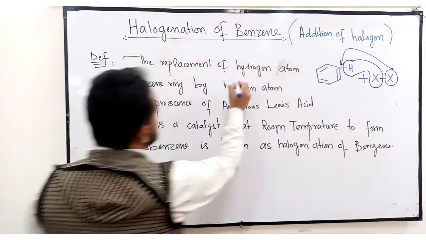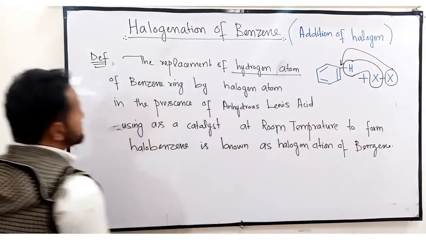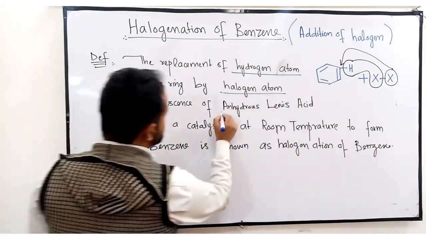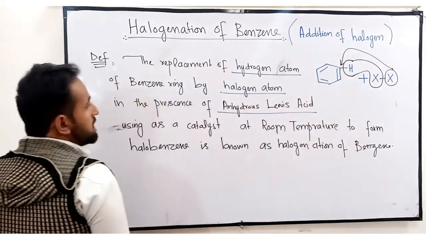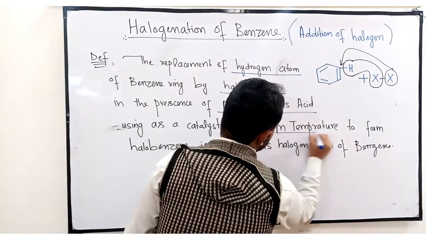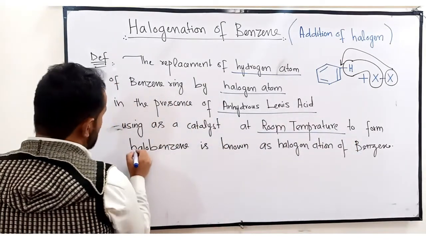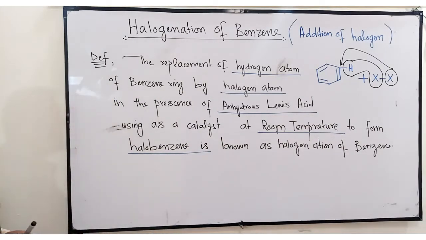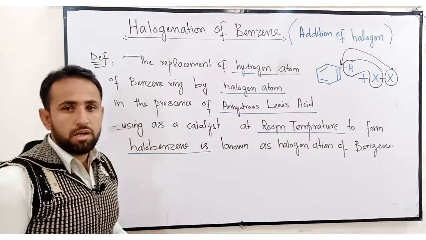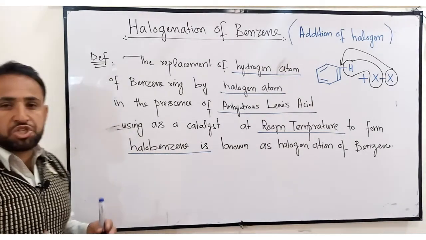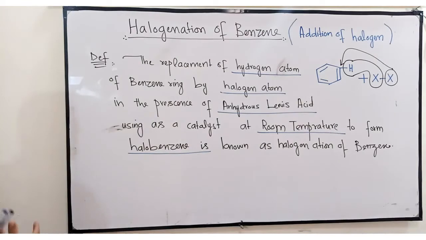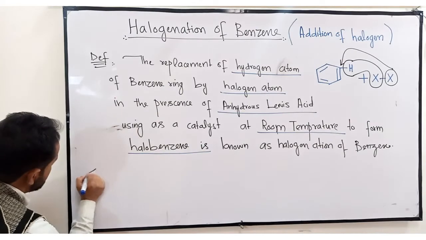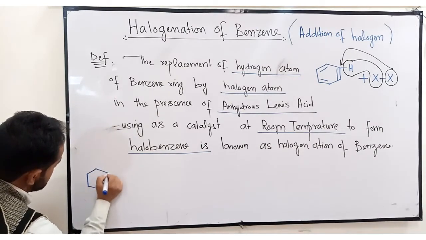Basically, in this process, the hydrogen atom is replaced by a halogen atom. We will use a catalyst, that is anhydrous Lewis acid. The reaction is carried out at room temperature, and the final product will be halobenzene. This is the main definition related to halogenation of the benzene. Understand? If I write its general example, then it will be more useful for us.